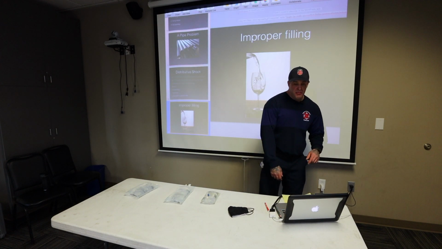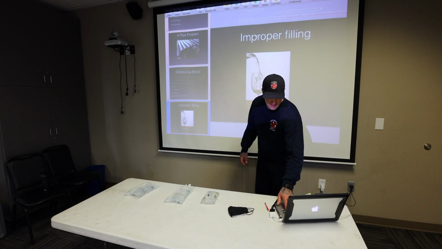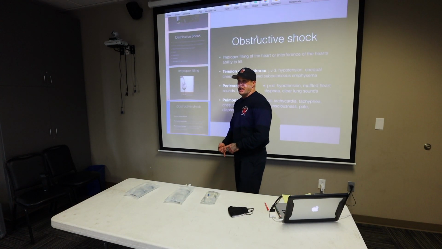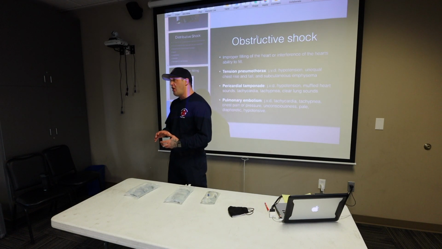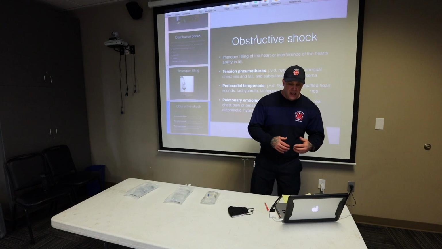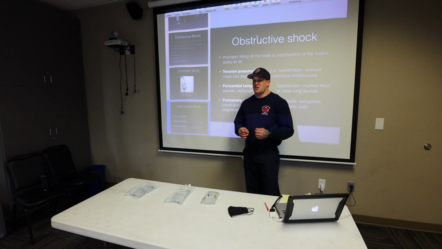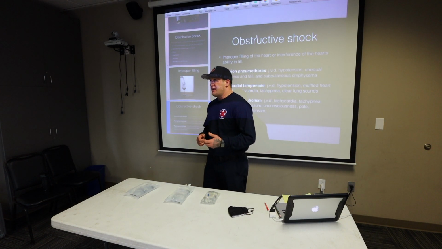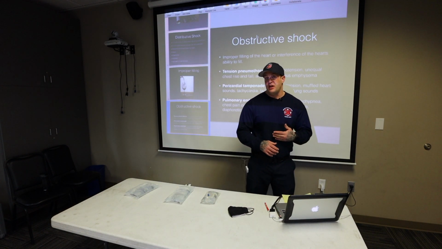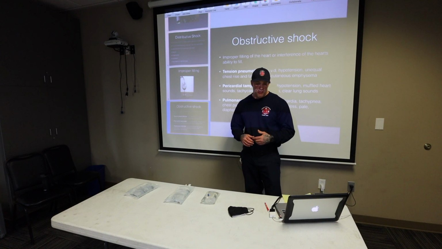So we also have an improper filling problem. This is going to be our obstructive shock. So our tension pneumothorax and tamponade are compressing something on the heart that's not allowing it to fill or empty as properly as it should. And a problem with that is usually there's an interference. With cardiac tamponade, we've got fluid surrounding the heart. With tension pneumothorax, the lung has shifted, causing it not to be able to fill and expand properly.